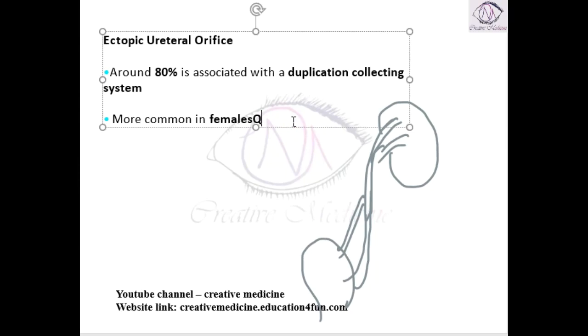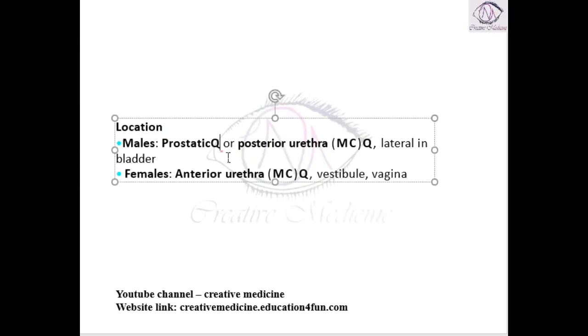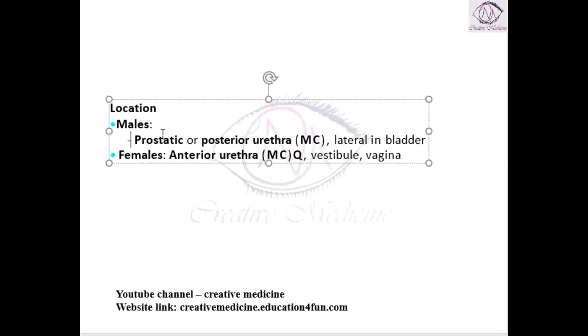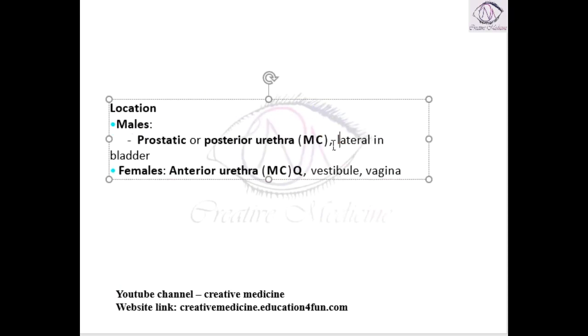This ectopic ureteric orifice is most commonly seen in females. Then the location. If there is an ectopic ureteric orifice, its opening mainly opens into the prostatic urethra or posterior urethra in males. Thus this opening is mainly lateral to the bladder.